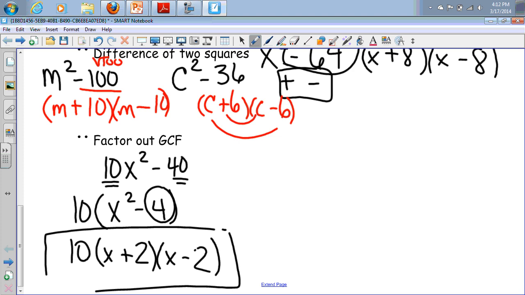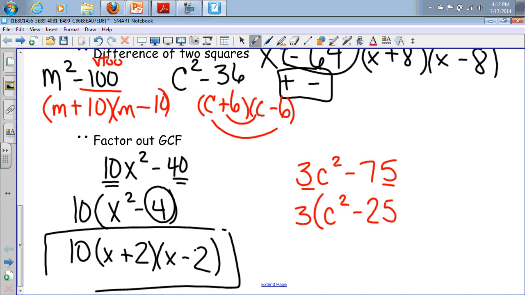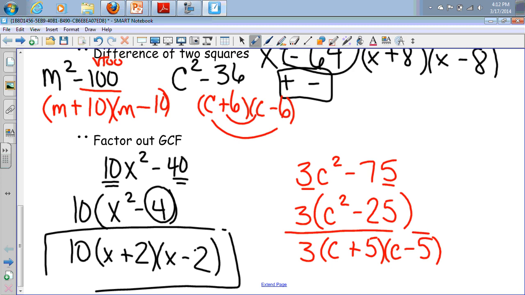Okay, let's do another one. 3c squared minus 75. Will 3 go into 75? Yes. So 3 times c squared minus 25. Okay? So I keep my 3. Is 25 a perfect square? Absolutely. I have a plus and a minus. c plus 5, c minus 5. And that's my final answer.